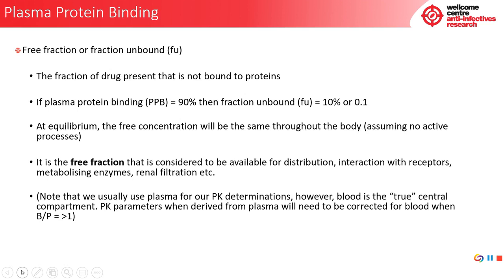Note, we usually use plasma for our PK determination. However, blood is the true central compartment. PK parameters when derived from plasma will sometimes need to be corrected for blood when the B to P ratio is more than 1. In these instances, there could be an overestimation of the clearance if the B to P ratio is more than 1 unless we correct for B to P ratio.